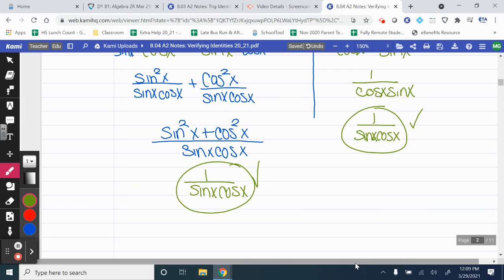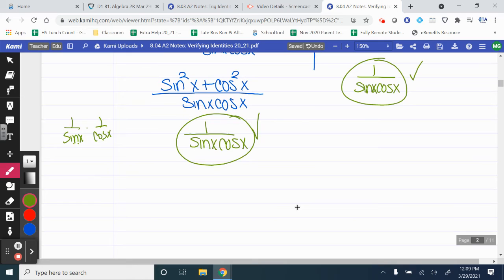But again, our papers might not always look the same. Somebody could have separated this over here and done 1 over sine of x times 1 over cosine of x, and maybe that's where they stopped on both sides. Or maybe they took this further and rewrote this as cosecant of x times secant of x. So there's a lot of different endings for this. The main goal here, though, is to get them to be the same. Get the left-hand side to be the same as the right-hand side.